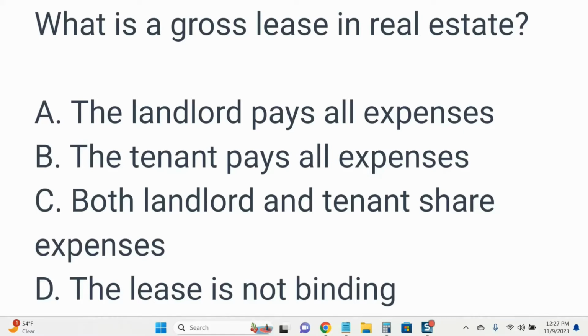What is a gross lease in real estate? A, the landlord pays all expenses. B, the tenant pays all expenses. C, both landlord and tenant share expenses. D, the lease is not binding.